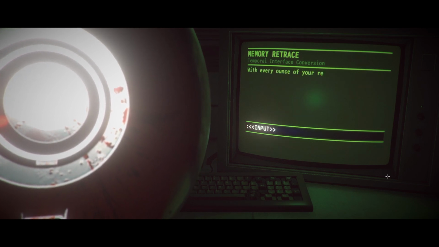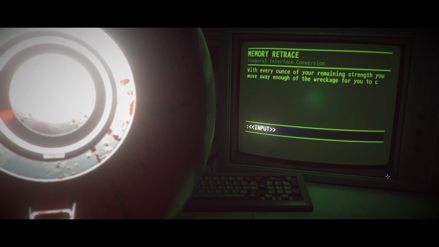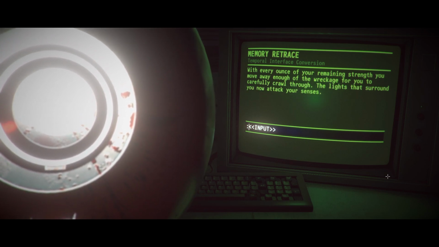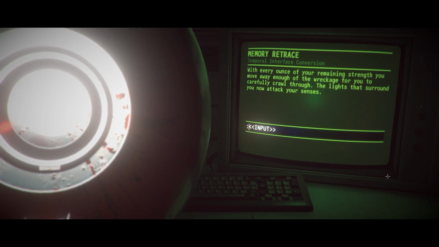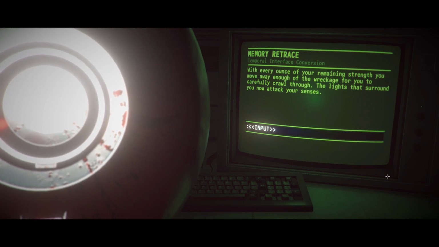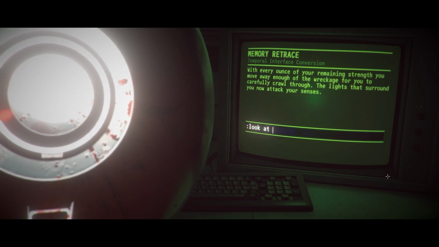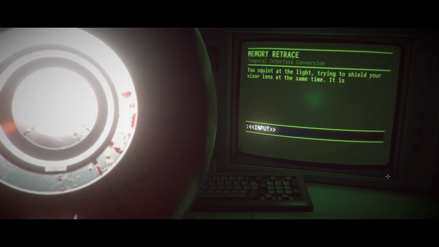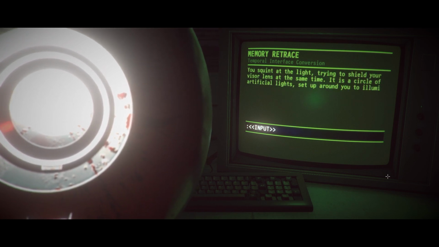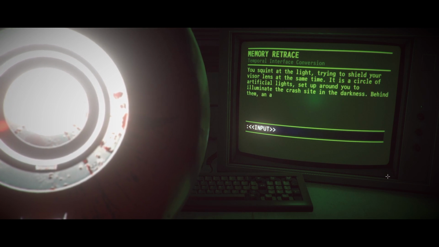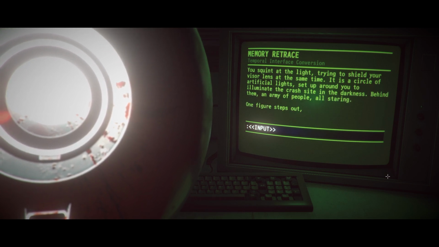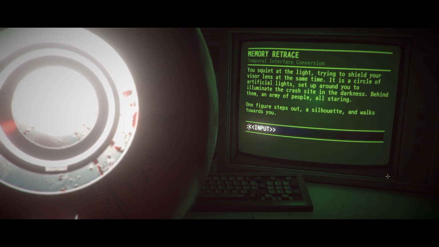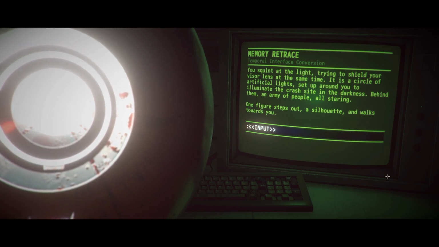Wreckage. With every ounce of your remaining strength, you move away enough of the wreckage for you to carefully crawl through. The lights that surround you now attack your senses. You squint at the light, trying to shield your visor lens at the same time. It is a circle of artificial lights set up around you, illuminating the crash site in the darkness. Behind them, an army of people, all staring. One figure steps out, a silhouette, and walks towards you.